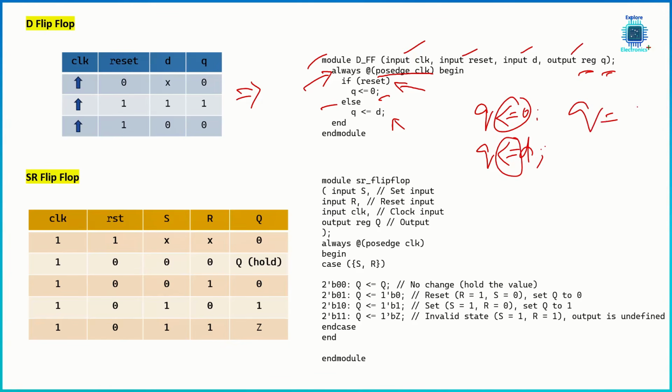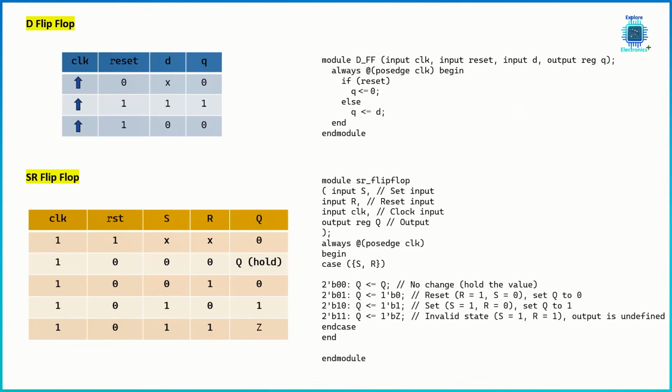Suppose you write Q = 0 and Q = D, using just equals, we call it a blocking operator. Let us discuss all those things in the subsequent discussion. So for now, let us understand the D flip-flop in this way. First it will check the reset, then Q will be 0, else, if reset is not 1, Q will be assigned the value D. This will happen whenever the clock changes. Whenever the positive edge of the clock comes, this part of the code will be executed once.